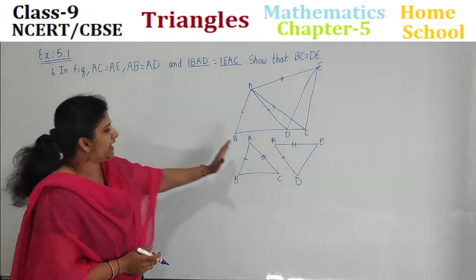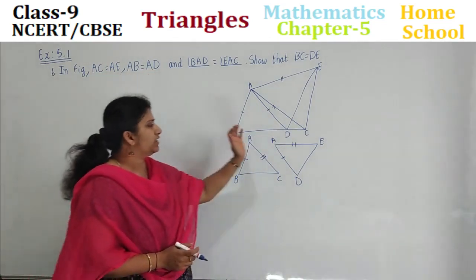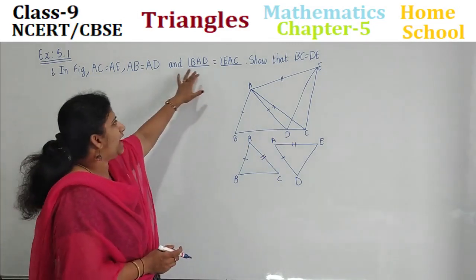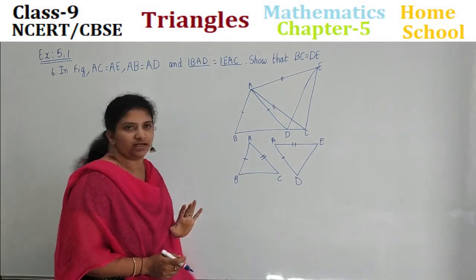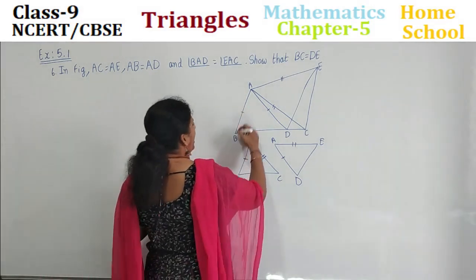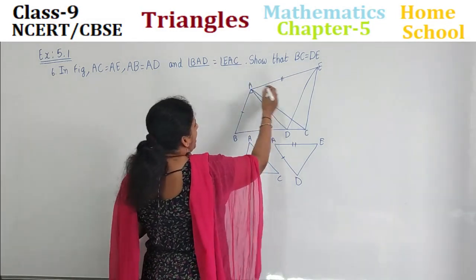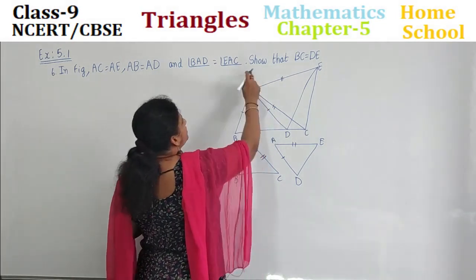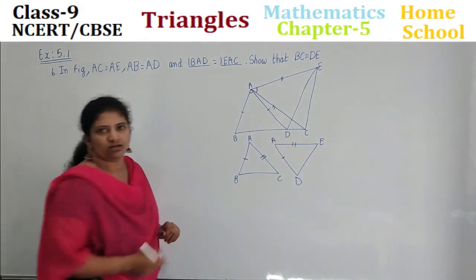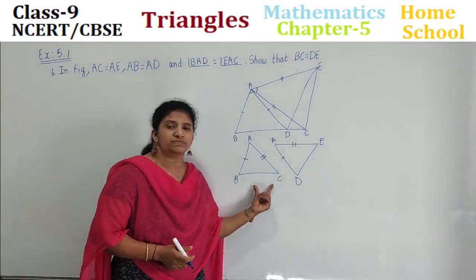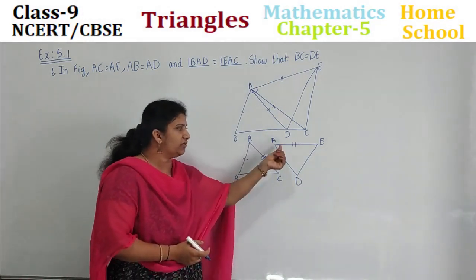In the figure, AC is equal to AE, AB is equal to AD, and angle BAD. Where is angle BAD? I cannot see it here, so let me observe. Angle BAD is equal to angle EAC. Show that BC is equal to DE. How can I prove that BC is equal to DE? If I am able to prove this angle equal to this angle.